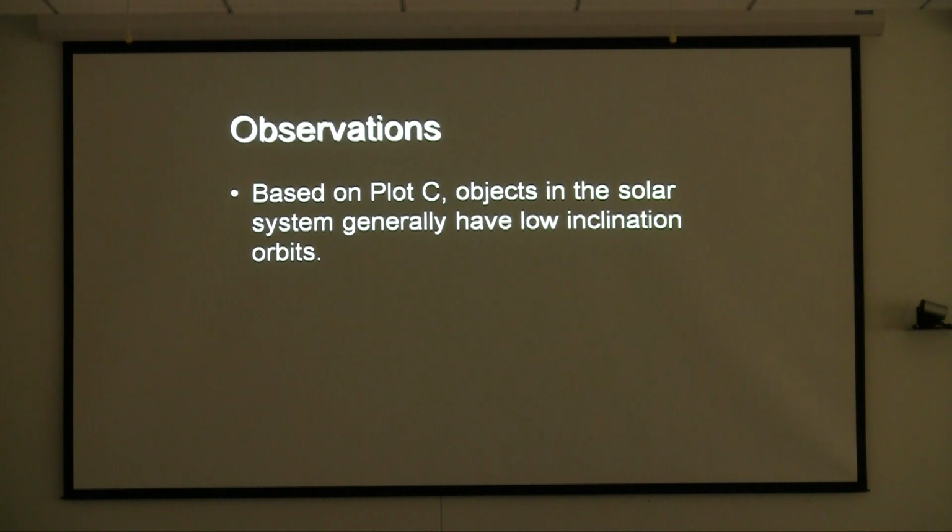What did I say? Generally have low inclination orbits. That's just the way I put it. I hated putting these slides in, but it's nice to have them up there, because I don't want to say that these are the answers. These are just the way I put it.